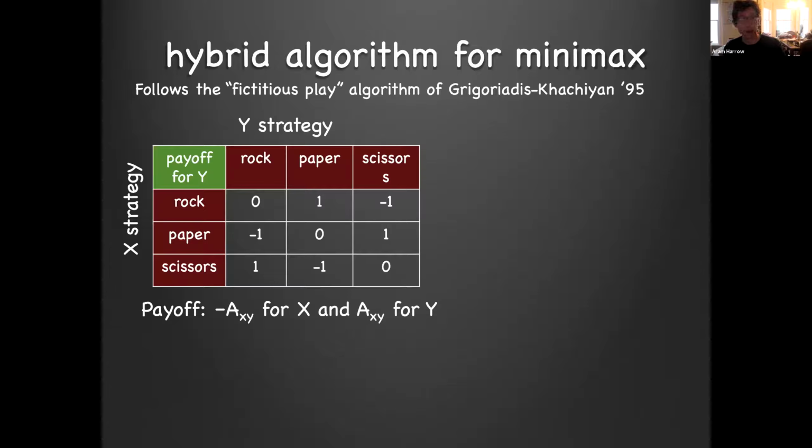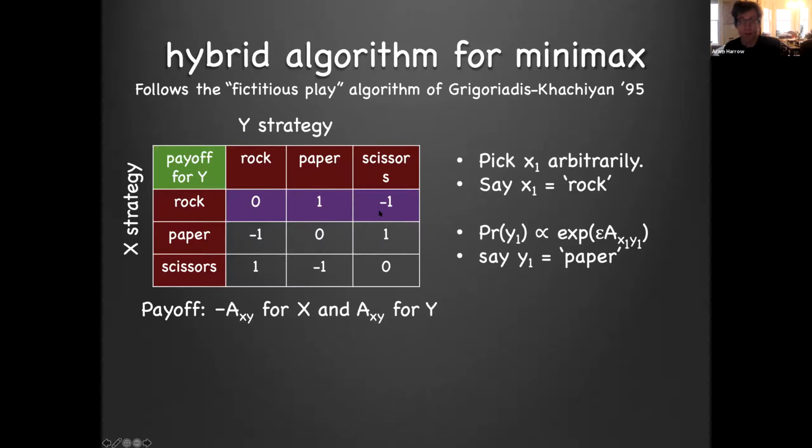But if you put in a little bit of noise, it will converge rapidly. So here's how that goes. Here's your payoff matrix, and I've set it up so this is the payoff for the Y player. So the Y player wants to maximize it, and the X player wants to minimize it. The way it goes is the X player will choose X1 arbitrarily, let's say rock. That will induce some vector of payoffs for the Y player. The Y player will sample a Y1 in a way that is biased towards larger payoffs, but not deterministically picking the highest one. So paper is more likely, scissors is less likely. Let's say that Y1 happens to be paper, the more likely one.